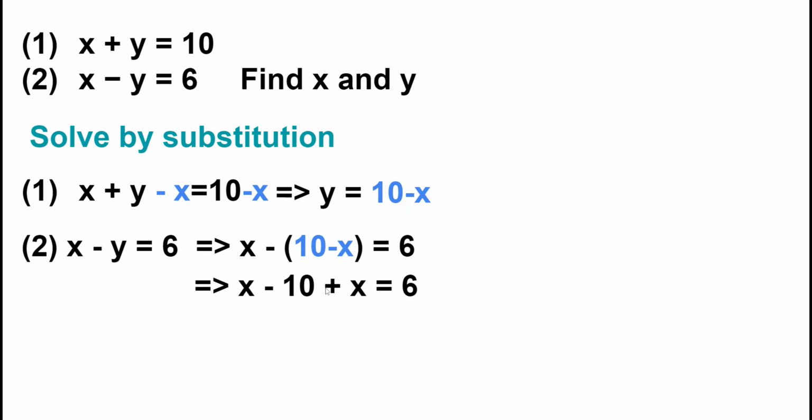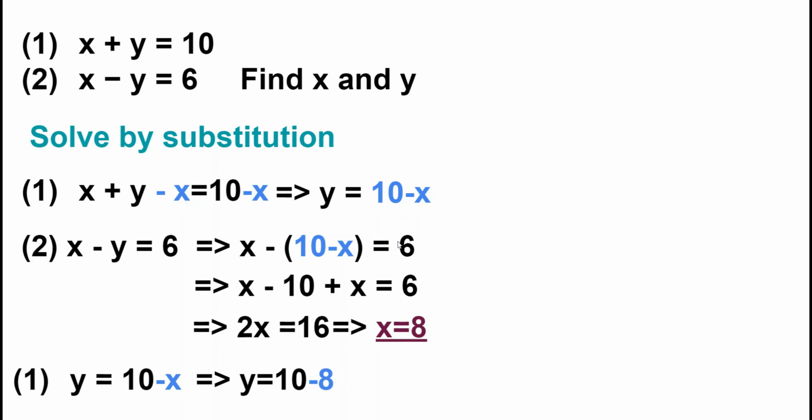And then we have 2x minus 10 plus 10 equals 6 plus 10, which is 16. And minus 10 plus 10 is equal to 0. 2x equals 16. We divide by 2 on both sides. 2x divided by 2 is equal to x, and 16 divided by 2 is equal to 8. So x equals 8. Now we replace in the first equation, y equals 10 minus 8 is equal to 2. So y equals 2. Easy.